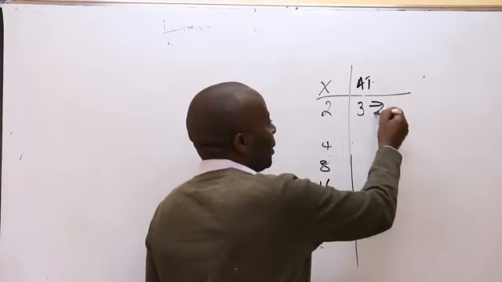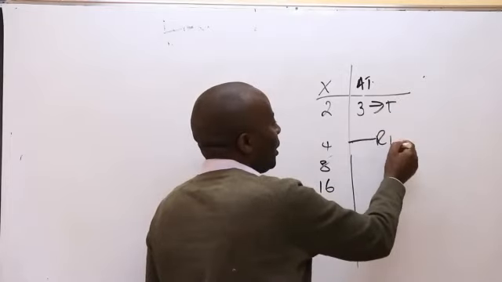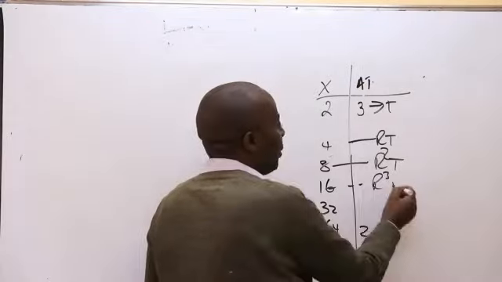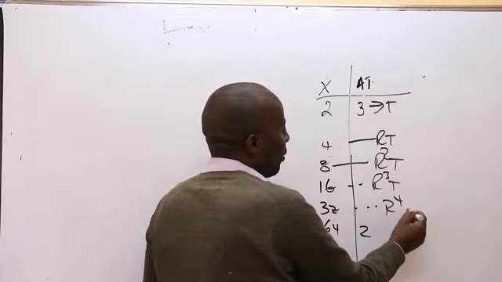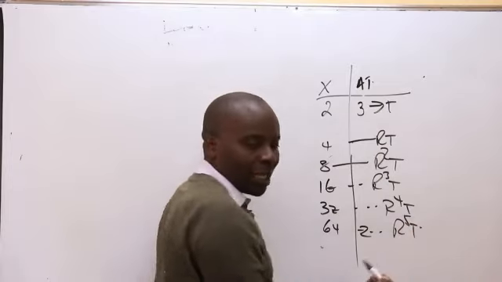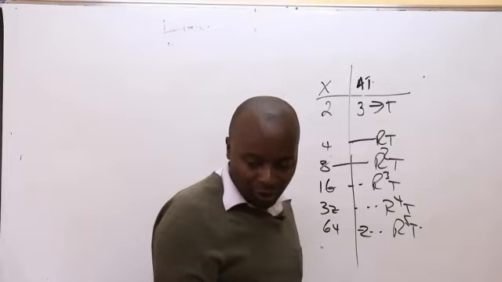So this is T. This is RT. Keep on introducing R. So R squared T. We have R cubed T. We have R raised to power 4 T. Then lastly, we have got R raised to power 5 T. You introduce R, eh? You don't introduce T.